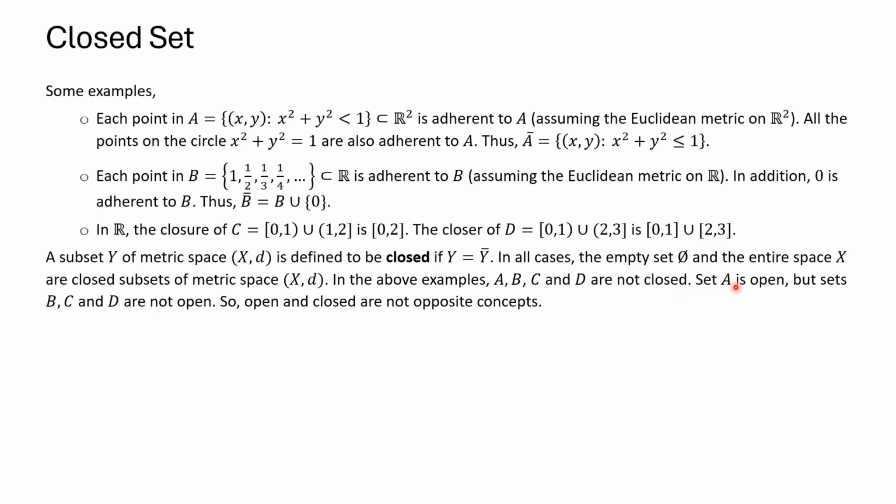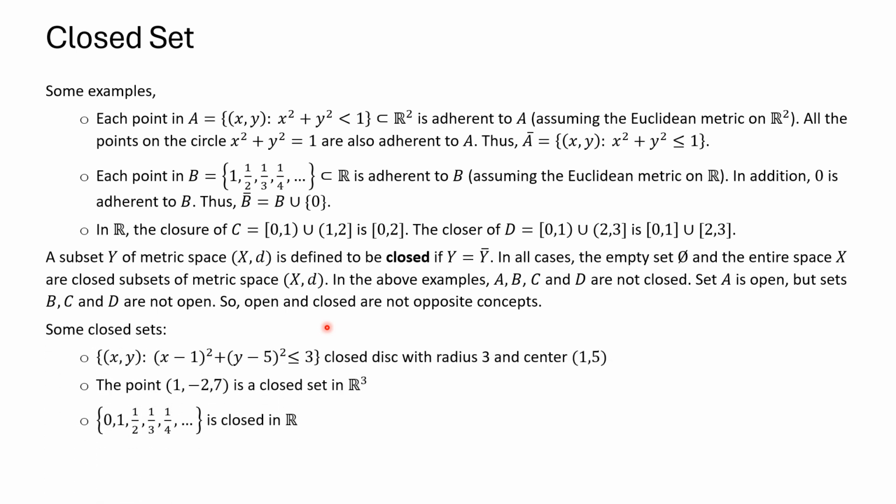And just going back to our concept of open, set A is open, but B, C, and D are not open. In fact, C and D are neither open nor closed. So open and closed are not opposite concepts. If something is not open, it doesn't mean it's closed, and vice versa. There is a relationship, and I'll talk about that in this lesson, but we'll get to that in a few minutes.